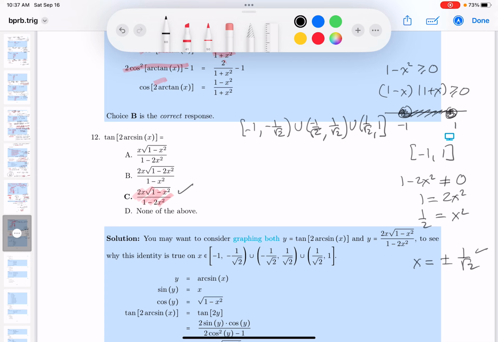All right? Now, again, we have to talk about these endpoints. If you plug it in, what would you get over here? I want to see if it touches it. So, arc sine of minus 1 is minus pi over 2, but this says 2 times that, and 2 times minus pi over 2 is going to be minus pi.